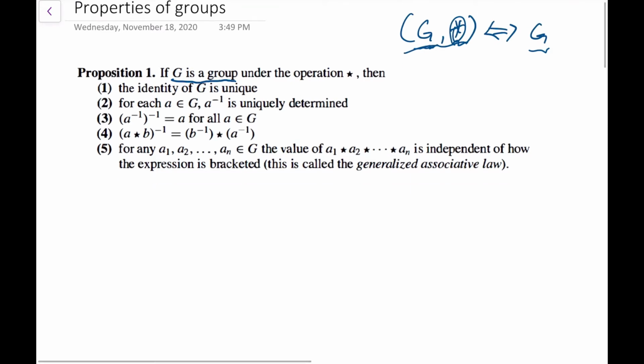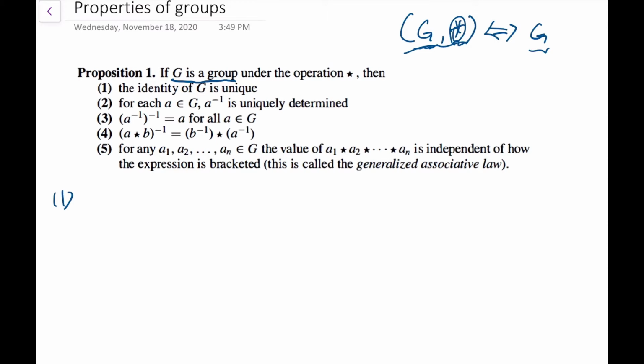Here we can see there are 5 properties. Let's look at them one by one. For the first property, it says that the identity of G is unique. So it means there is only one identity in a group. And we can prove this. Typically, when we want to prove something is unique in a set, we just assume there are 2 elements in the set with the same property. Then we prove that those 2 elements are actually the same.